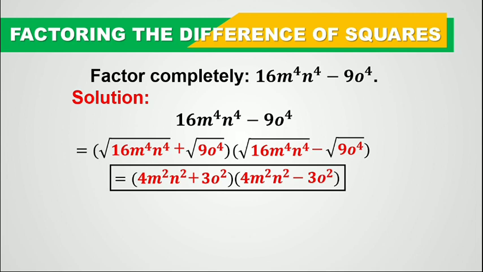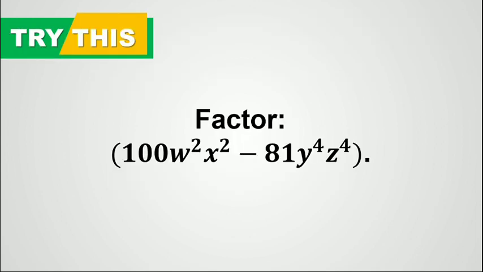So this time, I want you to try this one. Try to factor 100w squared x squared minus 81y to the fourth power z to the fourth power. And you may comment your answer in the comment section below. That's all for now. Thank you, more power, and let's keep learning.